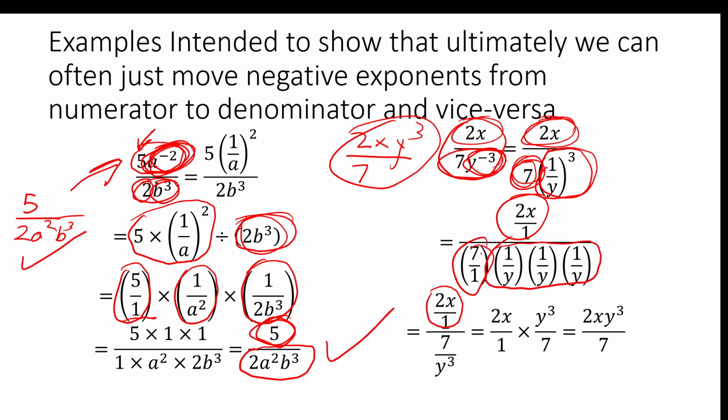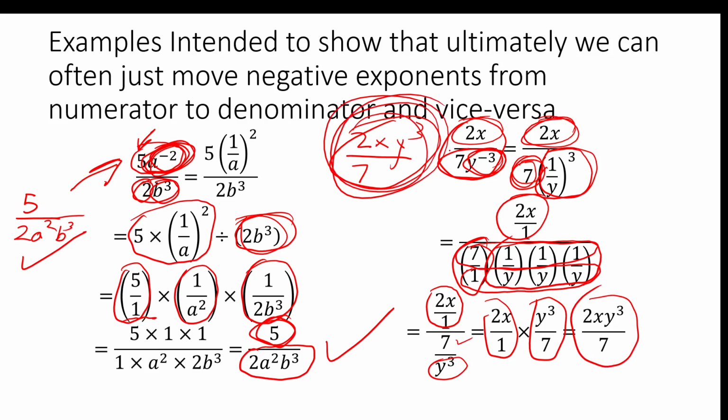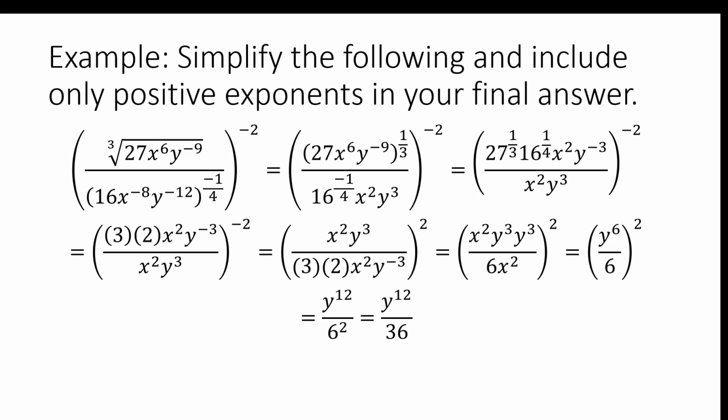Now this bottom part, this 7 times 1 times 1, that becomes 7. And this 1 times y times y times y becomes y cubed. So what we ultimately get is 2x over 1 times y cubed over 7, which equals 2xy cubed over 7, which is what I said it would equal up here. So you can remember these quick ways of doing things, and they'll help you answer a question.